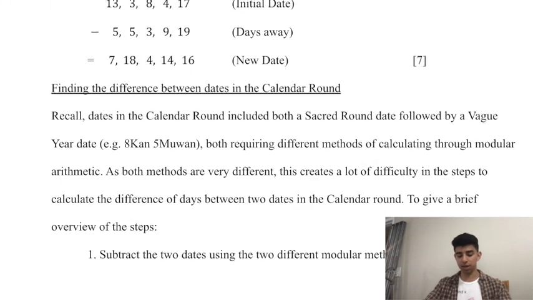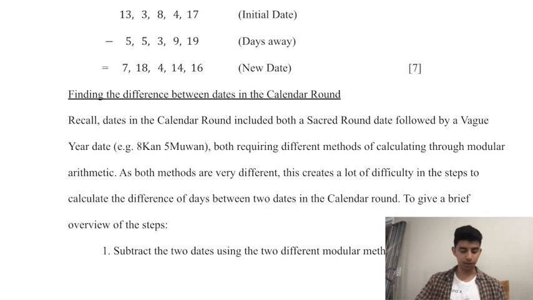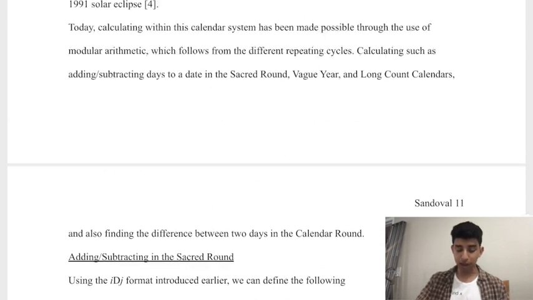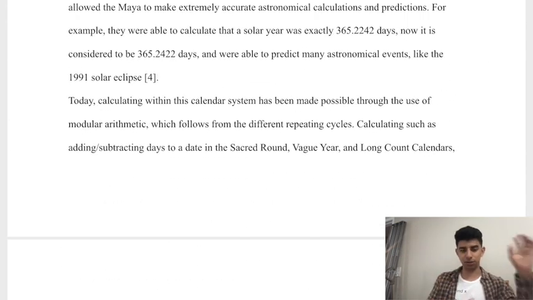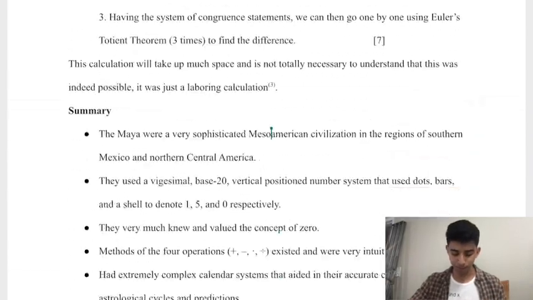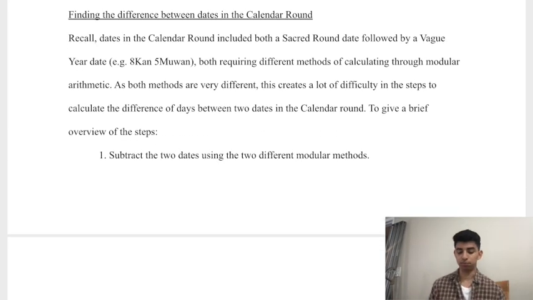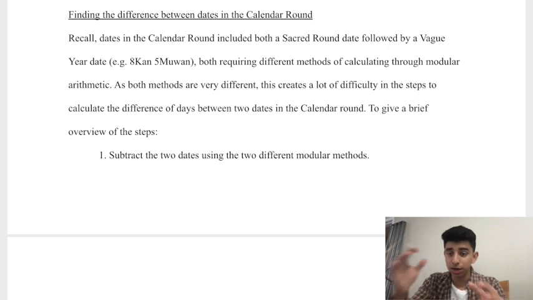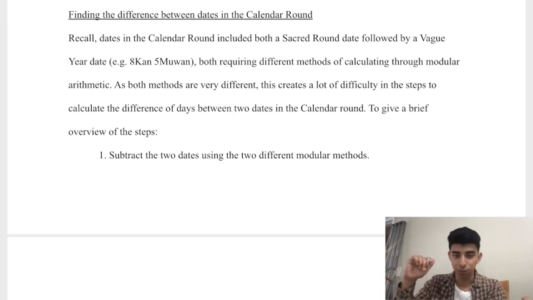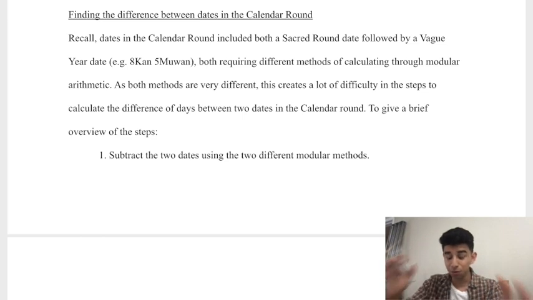And then lastly, I do want to get into finding the difference between dates in the calendar round. And just recall, the calendar round is the calendar that combines the two smaller calendars, the sacred one and the vague year. So because days in this calendar are recorded as 8 Con 5 Muon for the two different calendars, if we're going to take away or add dates, we're going to have to use both methods of modular arithmetic, which, because the two methods are very different, as we have just seen before, requires a lot of steps.